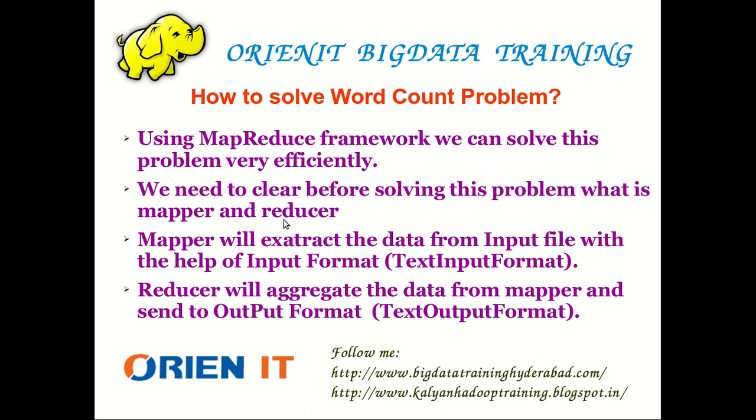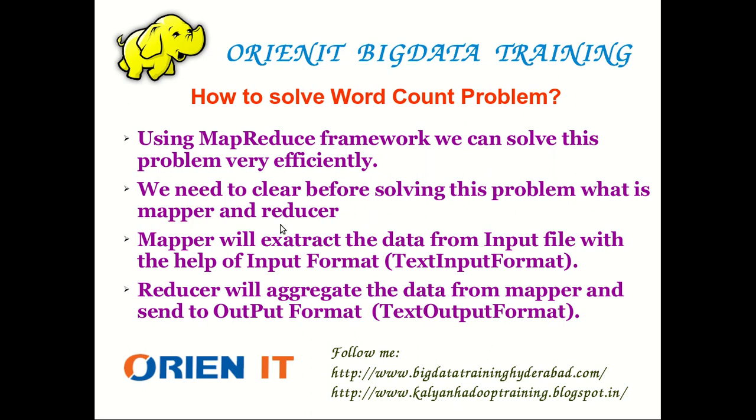But what is a mapper and what is a reducer? The mapper will simply extract the data from your input file with the help of a concept called input format. Here you need to understand that the default input format is text input format. Just remember that one; most frequently this question comes up in interviews. Similarly there is a reducer. The reducer gives the aggregate data from the mapper output, and after that it sends that data to the output format. What is the default output format? The answer is text output format.